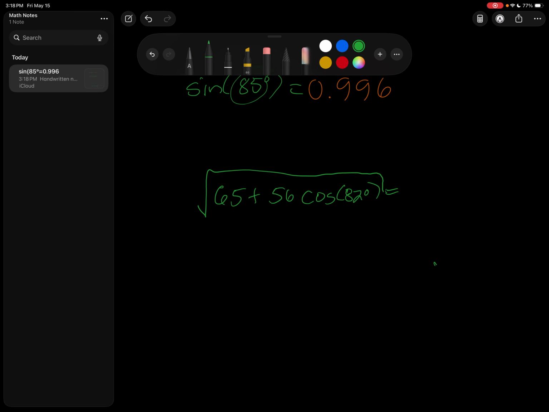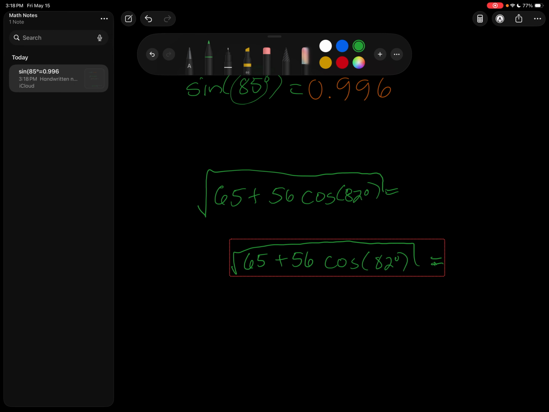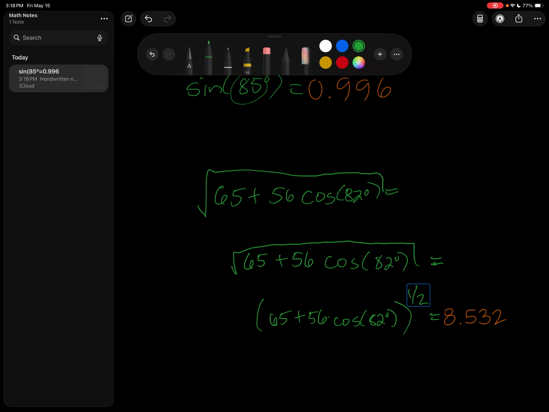Come on now. I hate this calculator. Cosine of 82 degrees equals, multiply that times 56. Add to that 65. Square root. What? Right. 65 plus 56 times cosine of 82 degrees to the 1/2 power. Haha, 8.53.